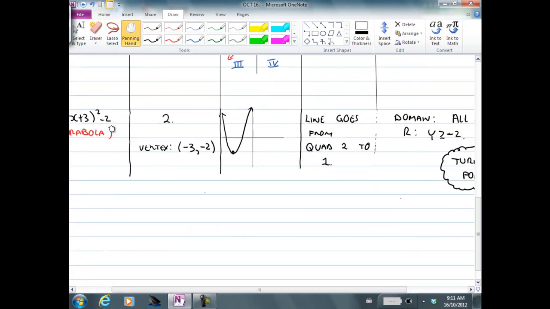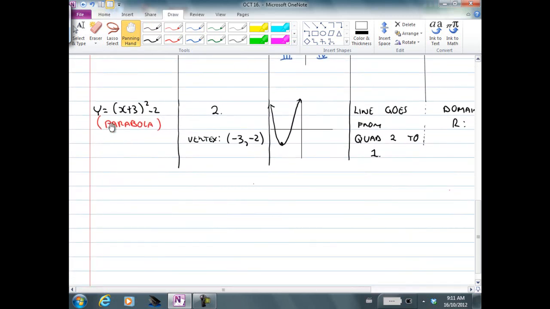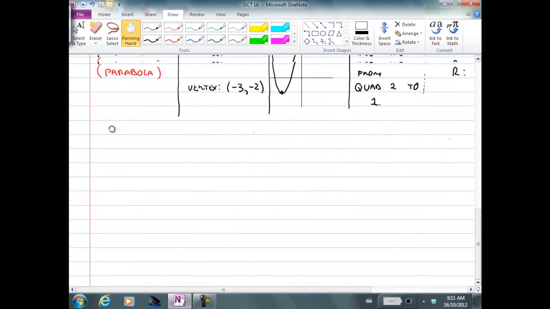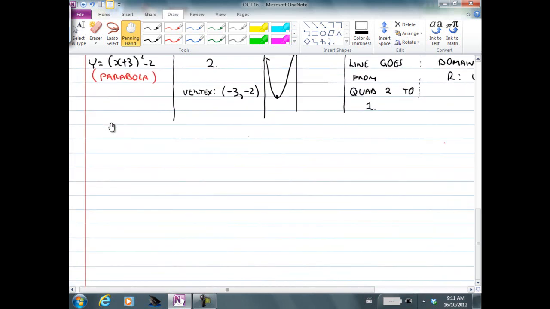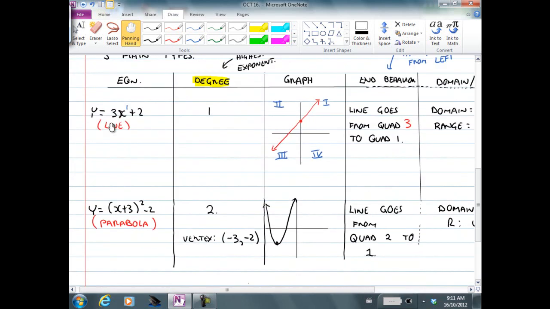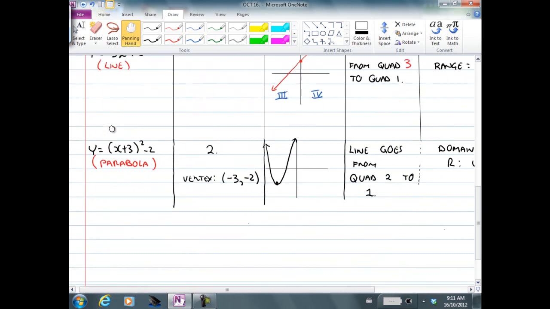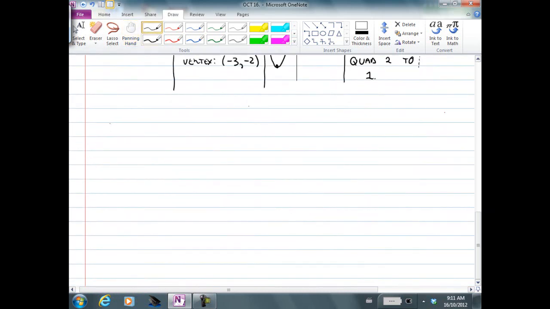This is called a parabola. Y equals something something. If it's a line, how many turning points do you have? 0. We're not done yet. In a second. So what if I give you this: negative x plus 3 squared minus 2.